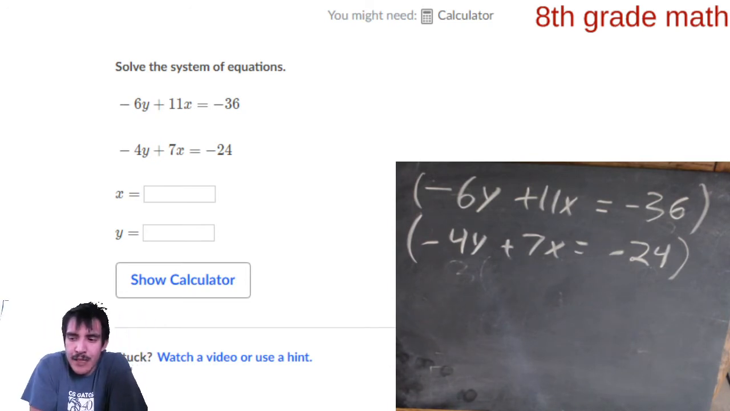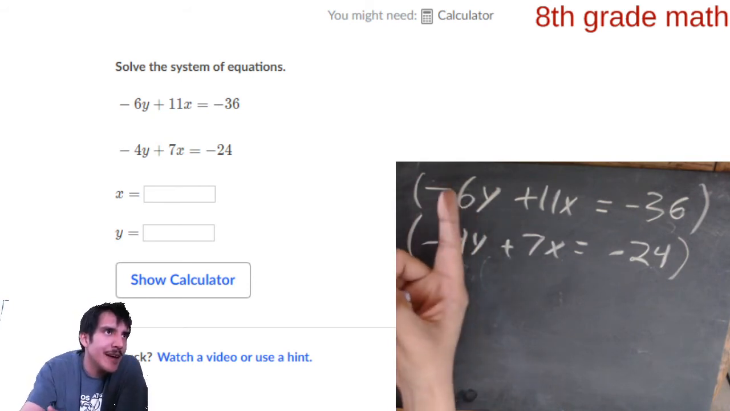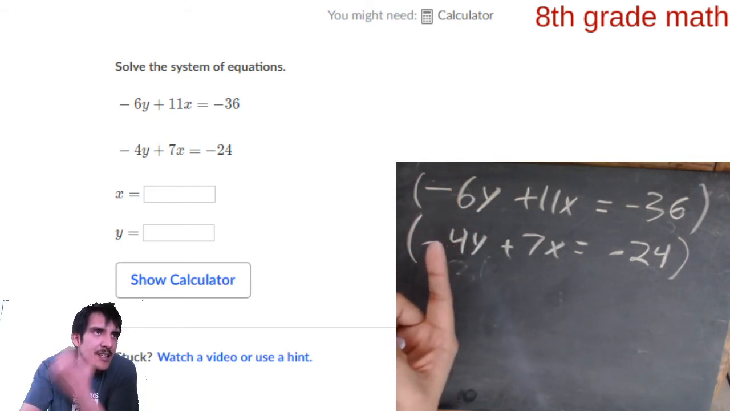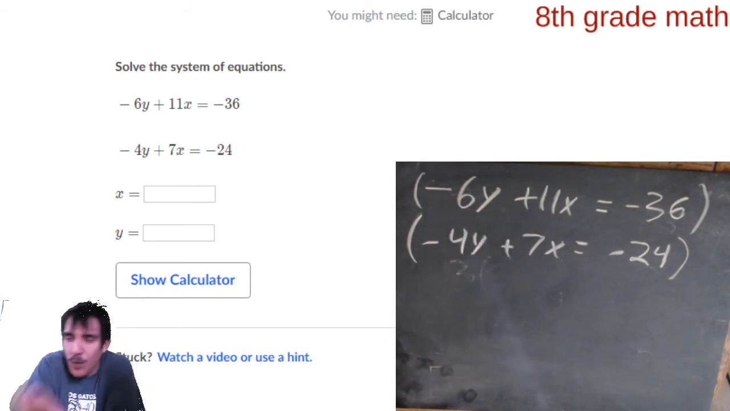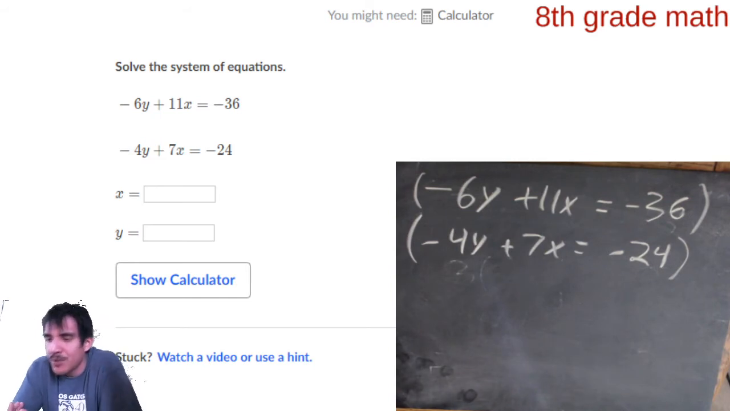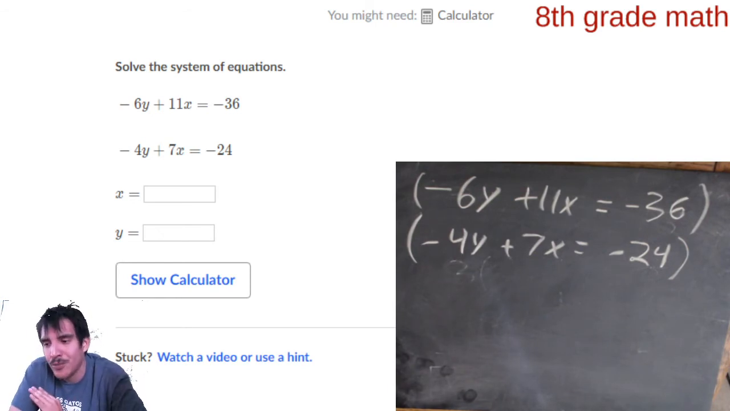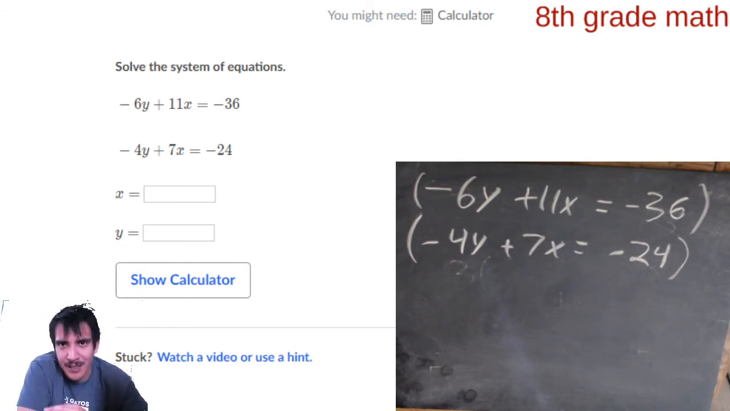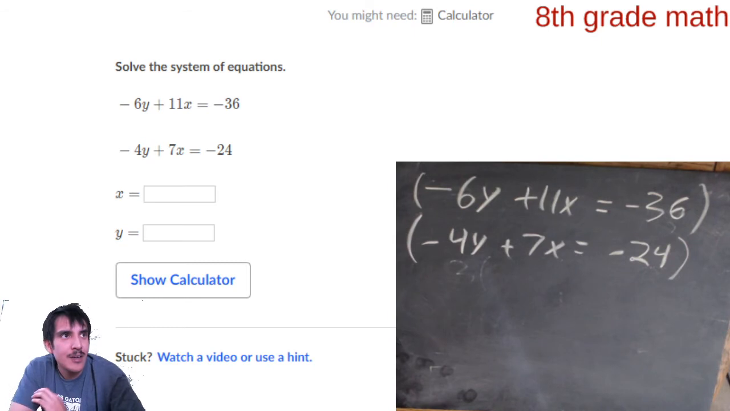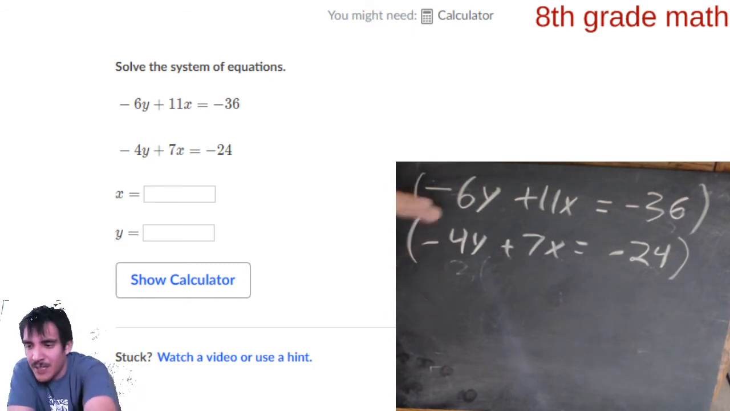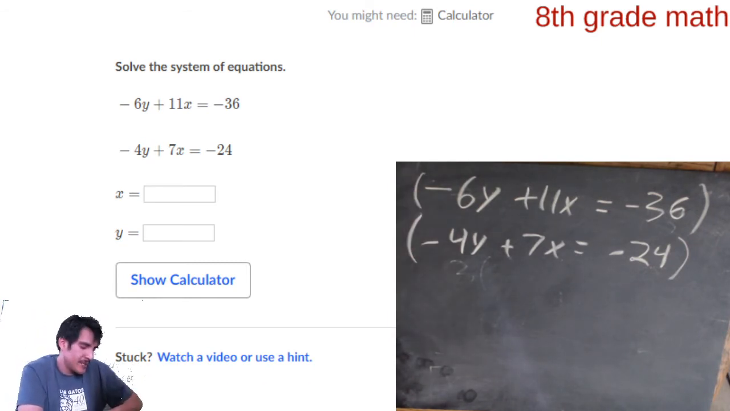Can you think of a number that 6 and 4 both go into? What's a number that 6 and 4 both go into? I'm not asking what number goes into both of these, because I know a lot of people at home are saying, oh, 2. That's not what I'm asking. What I am asking is, what is a big number that both of these numbers go into? All right? And that number would be 12, okay?